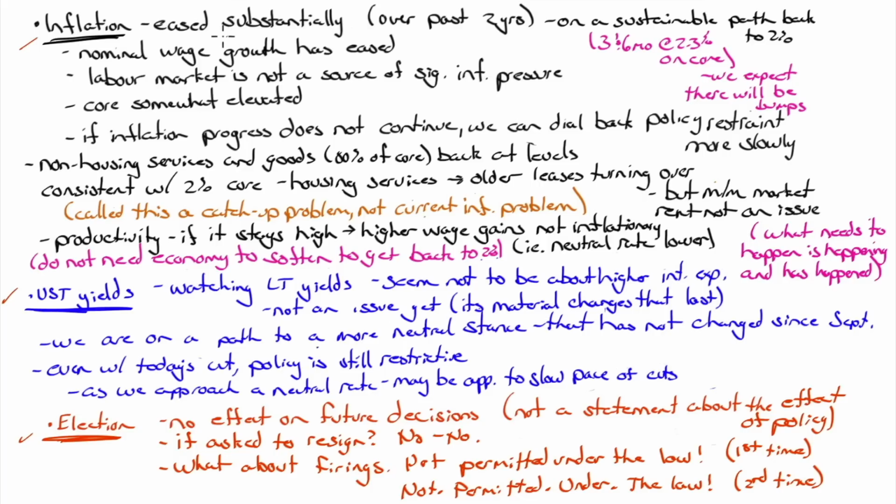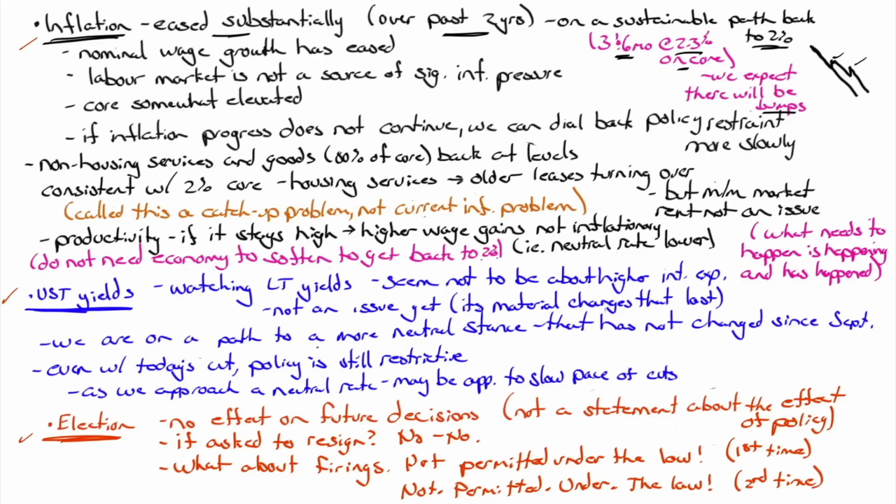In his opening statement, inflation has eased substantially over the past 2 years. Later on, he added that it is on a sustainable path back to 2%. The 3 and 6 month core is at 2.3%. And he did say we expect there will be bumps along the way. So he wasn't put off by the last inflation reading, even though it bumped up a bit. He said, well, we expect that. We expect there'll be bumps because nothing comes straight down, right? I've said this before. So you do have this along the way.